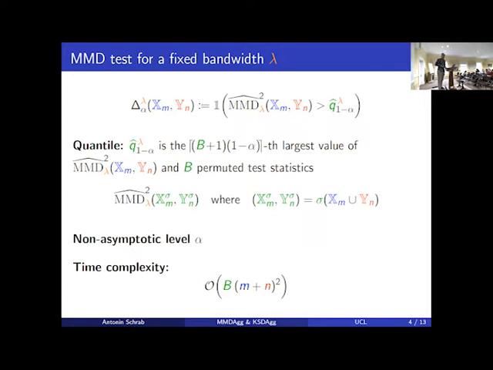The time complexity of doing this is B times (m plus n) squared, so B is the number of permuted test statistics we have to compute, and (m plus n) squared is quadratic time. It's just the cost of computing this MMD estimate. So that was for a fixed bandwidth, and so what we propose is to do that for a collection of bandwidths.